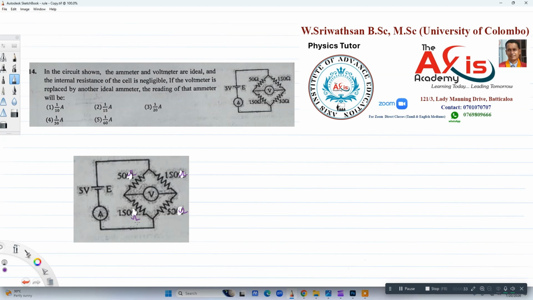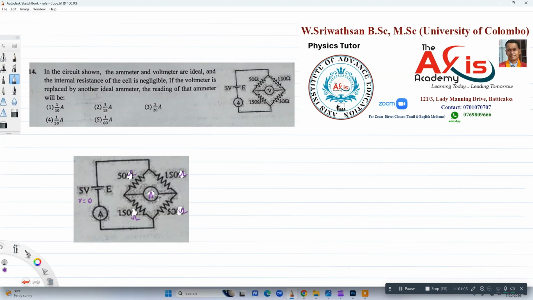In the circuit shown, the ammeter and voltmeter are ideal, and the internal resistance of the cell is negligible. The electromotive force of the cell is 5 volts, and the internal resistance is 0. If the voltmeter is replaced by another ideal ammeter, this voltmeter is now replaced with another ideal ammeter. Ideal ammeter in the sense internal resistance is 0. Like that, ideal voltmeter in the sense internal resistance is infinity.